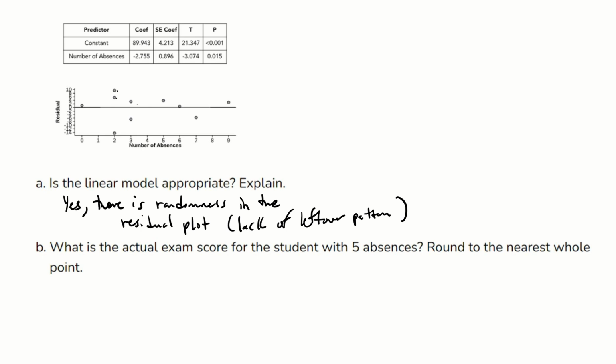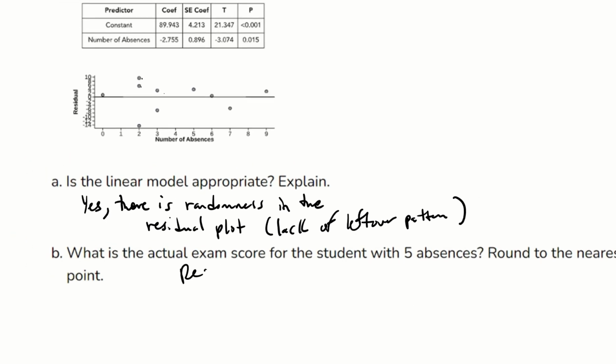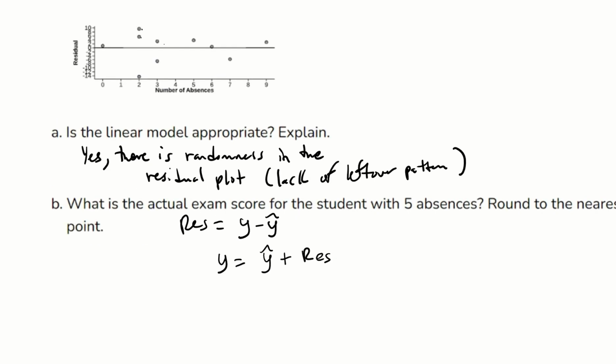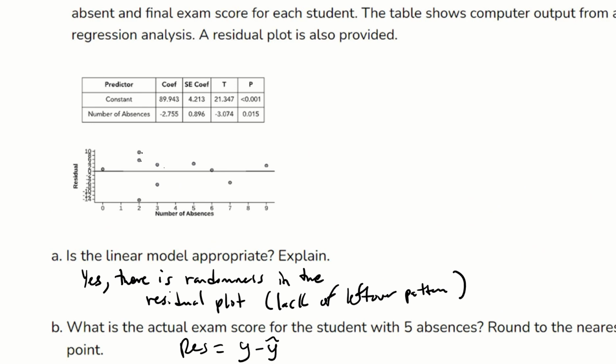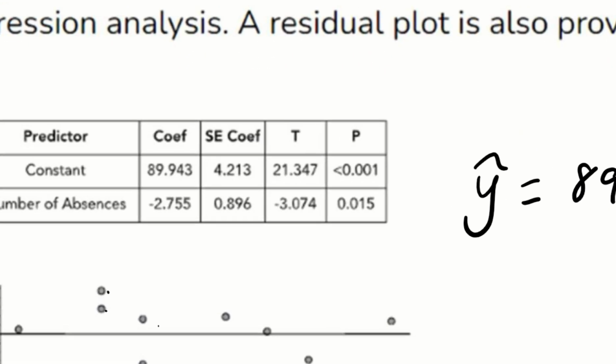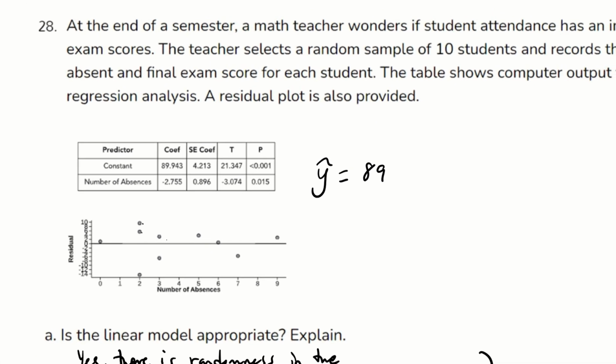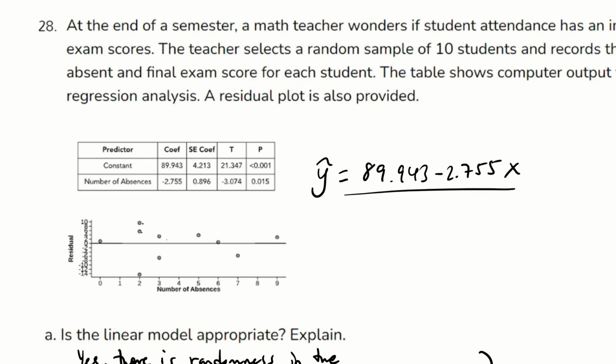Okay. Well, how do we get the actual exam score? Well, remember, residual is y minus y hat, and y is the actual. So the actual is equal to y hat plus the residual. All right. So that's how we can do that. Now we can calculate y hat because we know what the regression line is. Okay, so the regression line, according to the computer output, is 89.943 minus 2.755x. So that's the regression line.